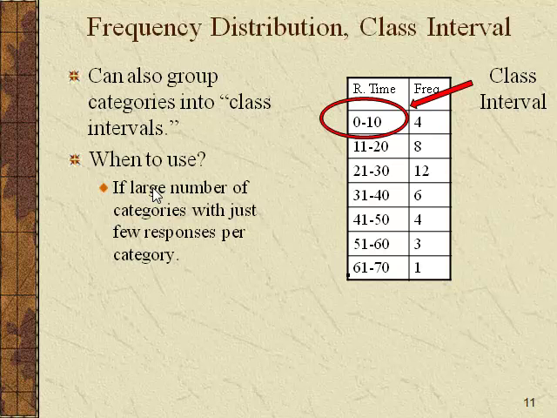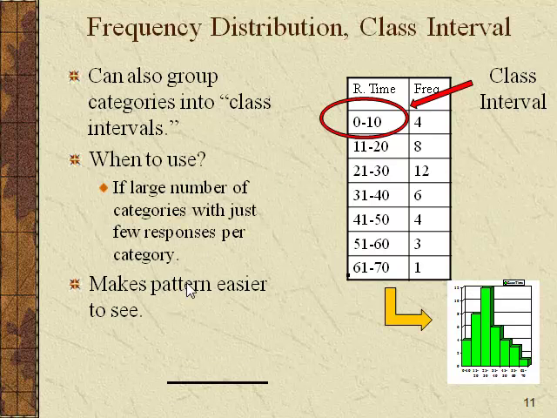And the question is, when would you use this? Well, if you had a large number of categories with just a few responses per category, it makes more sense to use this because it's easier to see a pattern. That is a crucial issue. So if we put it in graph form, which we'll get to in a second, it shows the kind of normal curve that we would typically like to see. And it's not just going to be a whole bunch of blips across a straight line, which is what you would get if you didn't group things.